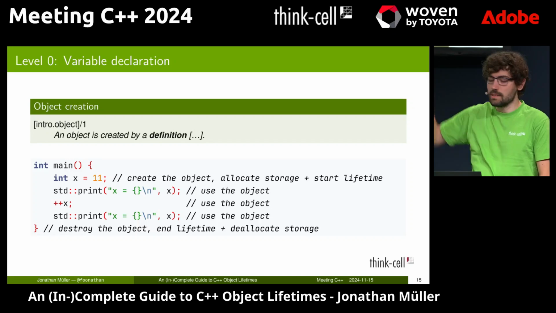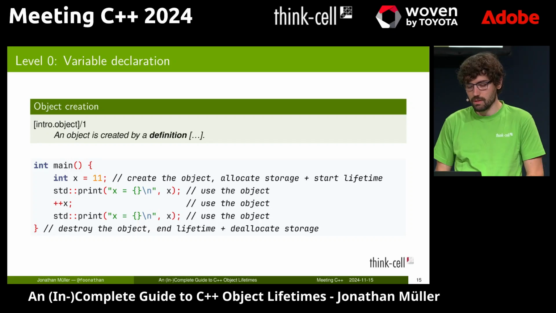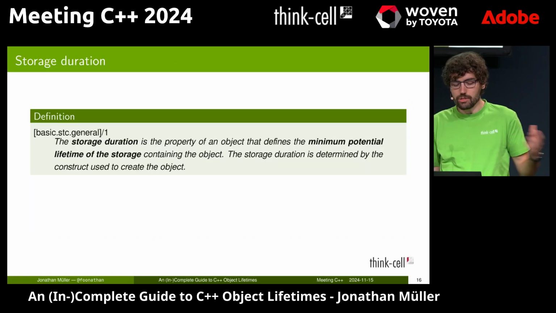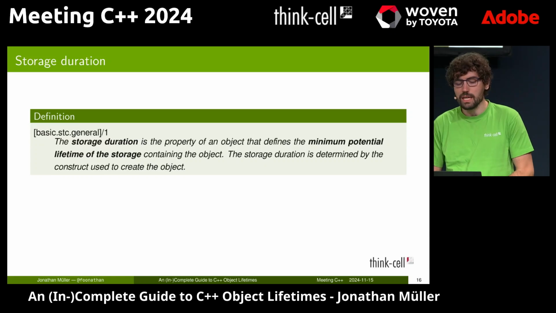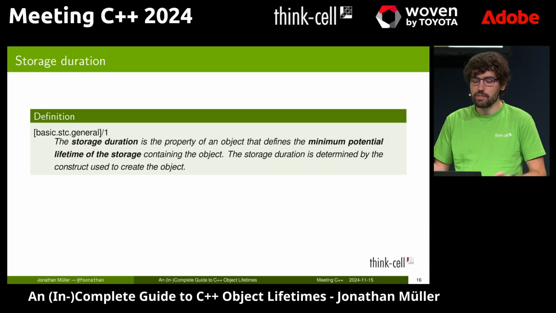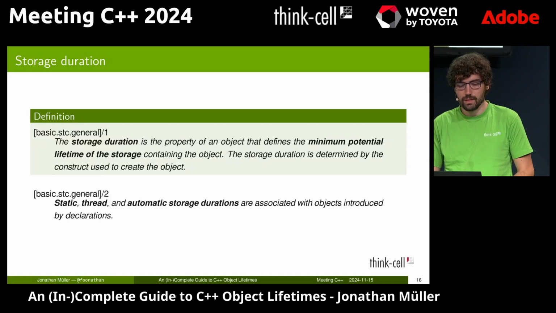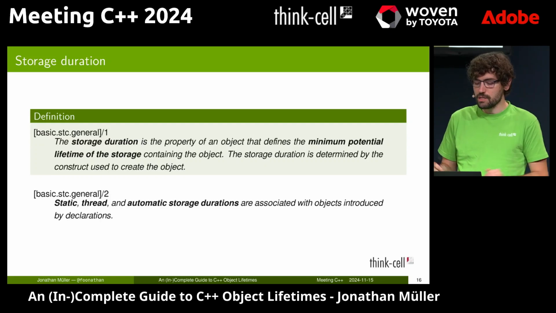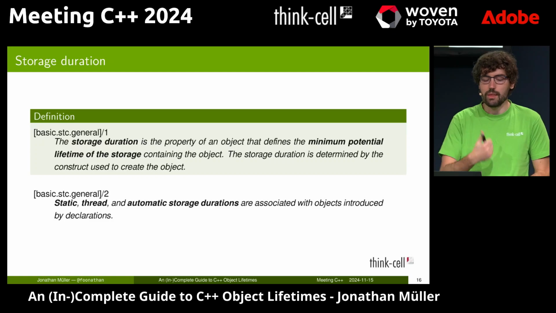And when this happens depends on the storage duration, most notably. So storage duration is another property of an object, and it defines the minimum potential lifetime of the storage. And it depends on how we create the object. In our case, for definitions, we care about 3 storage durations: static, thread, and automatic storage duration.